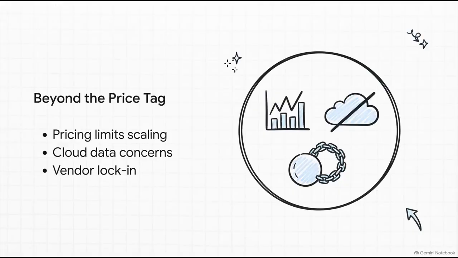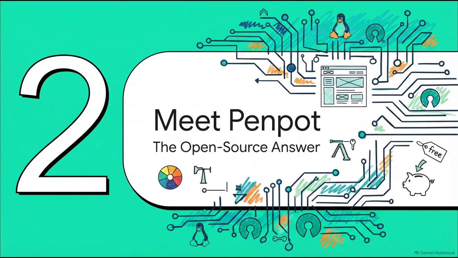But you know, cost is just one piece of the puzzle here. Beyond that per-seat pricing completely bottlenecking your scale, cloud-only hosting raises some massive data sovereignty concerns. If your organization is working on highly confidential, unreleased products, locking those proprietary plans into a third-party cloud service is a huge red flag for security teams. Plus, relying on proprietary file formats means you are fundamentally locked into that single vendor's ecosystem forever. Which brings us nicely to section 2, Meet Penpot, the open-source answer to this exact dilemma.